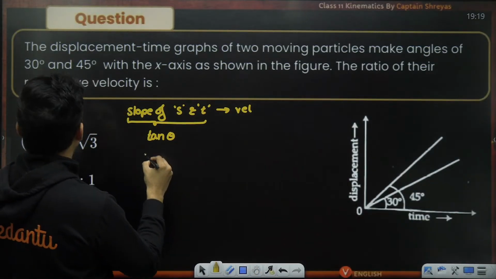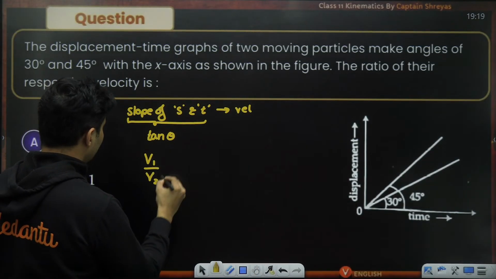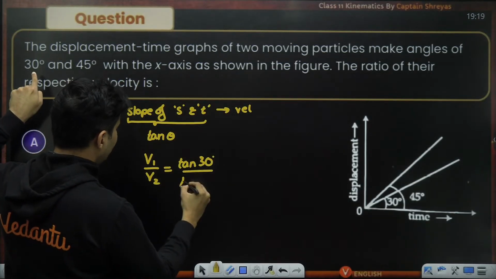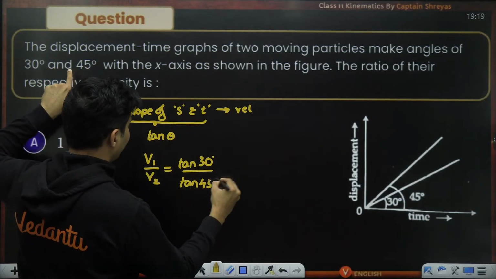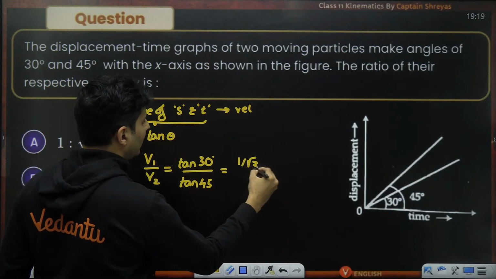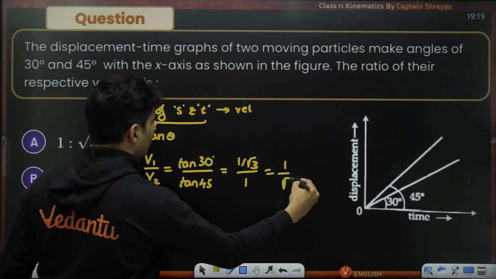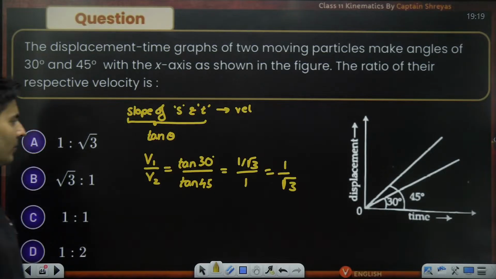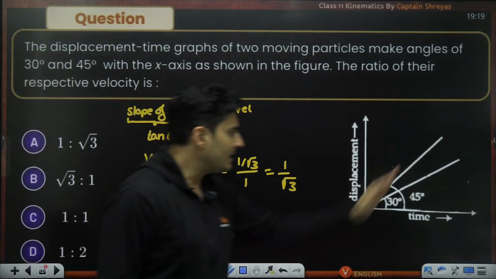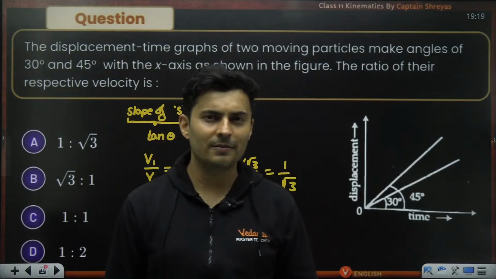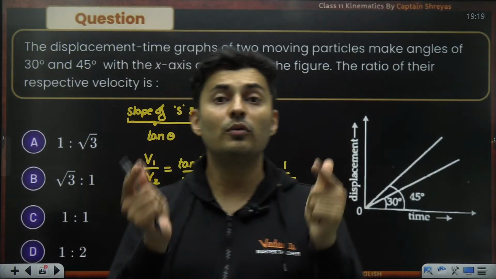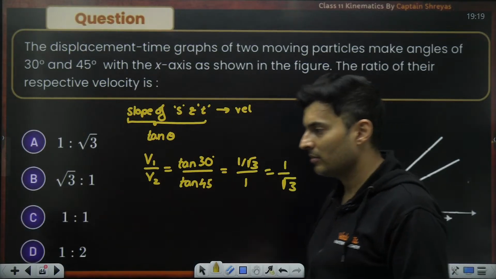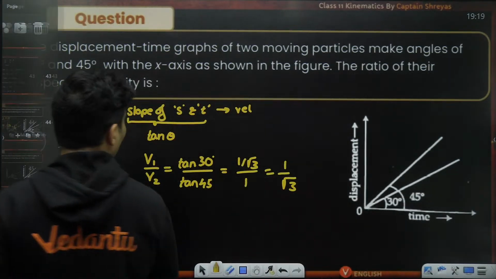So the velocity in the first case upon velocity in the second case will be tan of the first angle by tan of the second angle. Tan 30 is 1 by root 3. Tan 45 is 1. So it is 1 by root 3. That is the answer. Very straightforward. The tangent for the straight line is the straight line itself, so the angle made by the tangent, you find the tan of it. That is the slope, which is the velocity. Direct question.